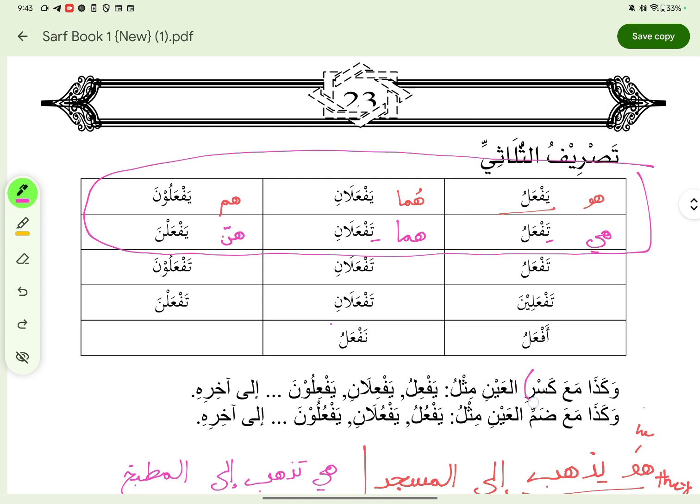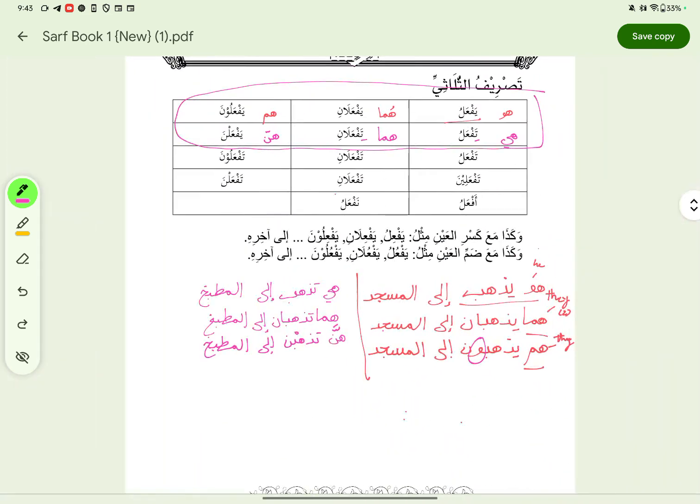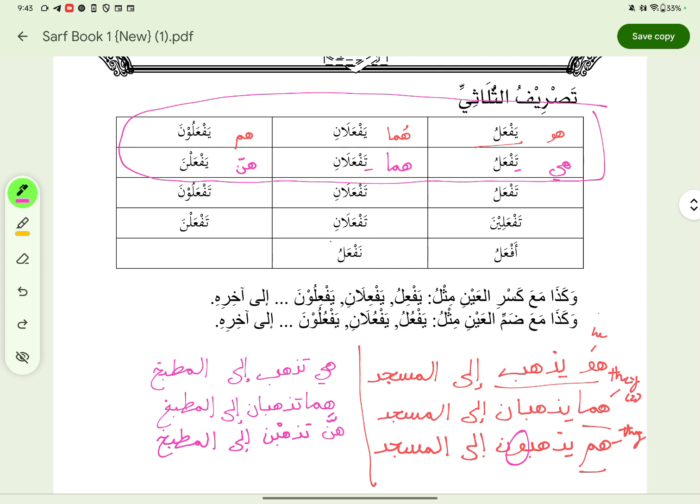You know what, I'll give you an easier one. Let's use the word kasara, which means to break something. Right? So you're going to say yaksiru. Huwa yaksiru. Huma yaksirani. Exactly, ahsant. Hum yaksaruna.